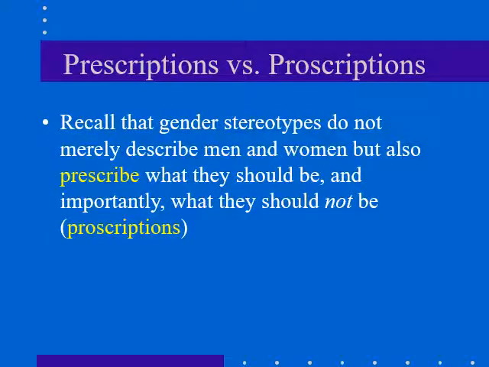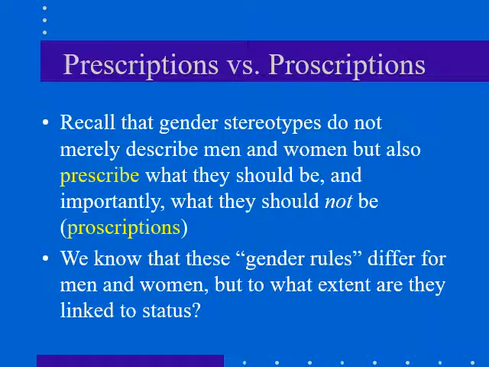So I'm going to drag you back in your memory to recall that gender stereotypes do not merely describe men and women, but also prescribe, like a pharmacist would prescribe, what they should be, and importantly, what they should not be, and we call those proscriptions. So prescriptions are gender ideals and proscriptions are gender transgressions. Together they form what I call the gender rules. We know that those gender rules differ for men and women, but nobody until I did this study had bothered to find out to what extent they're linked to status.